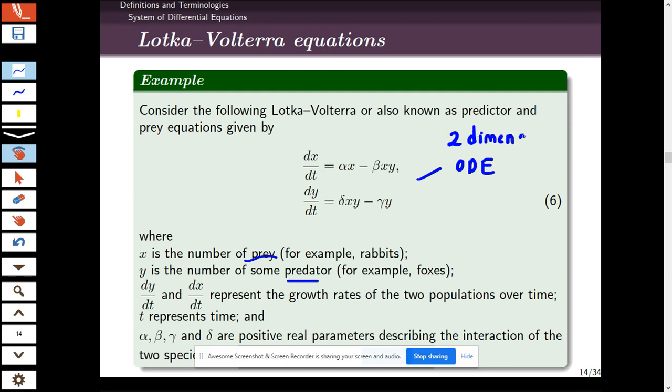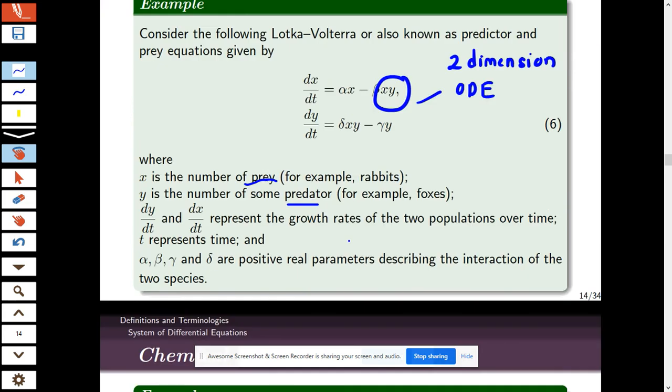Is it linear or non-linear? Anyone? Is it non-linear because of x and y? Yes, this is nonlinear because of x and y. It's a nonlinear problem.